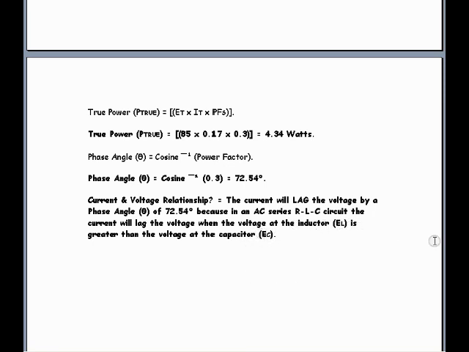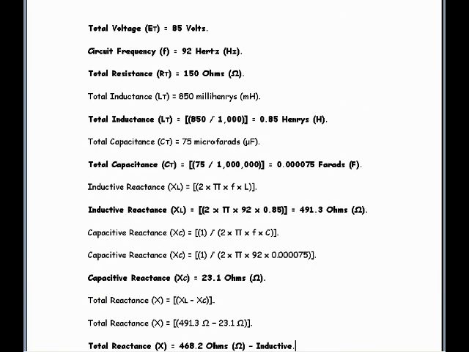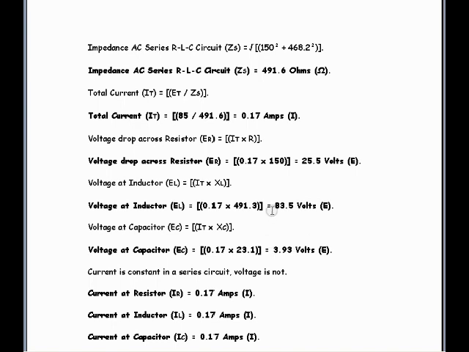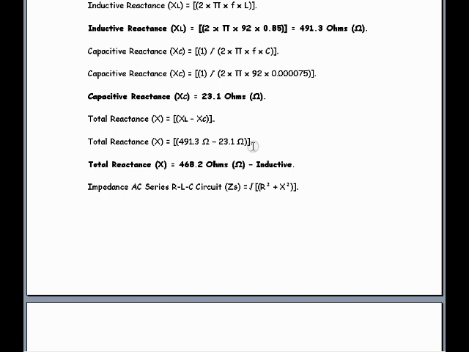Because the voltage is greater at the inductor L compared to the capacitor C, this circuit is inductive in nature, as proven by the voltage drop at the inductor. We got to look for E sub L, which is 83.5 volts RMS, whereas the voltage at the capacitor is 3.93 volts. So that means this given circuit is inductive in nature, as opposed to being capacitive in nature.